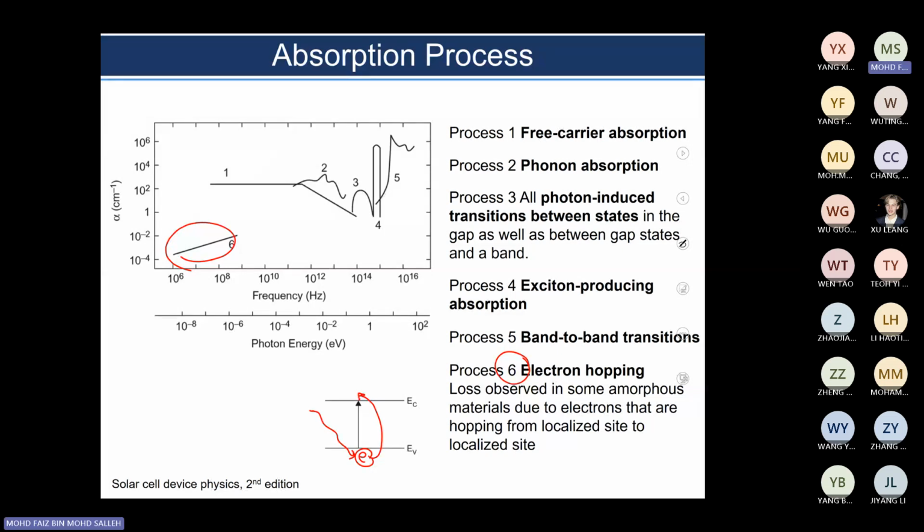Okay, so you all know that when we absorb energy, at least we can have these 1, 2, 3, 4, 5, 6 kinds of absorption processes.